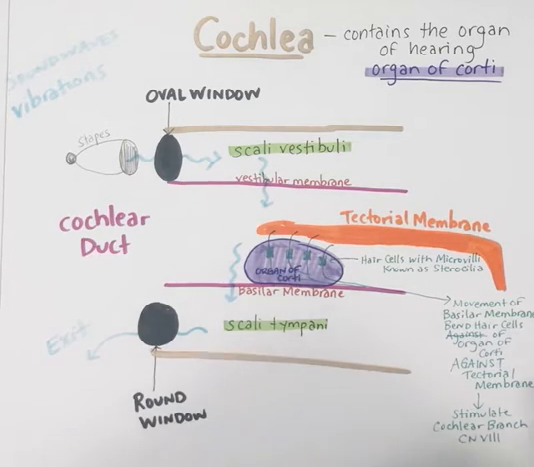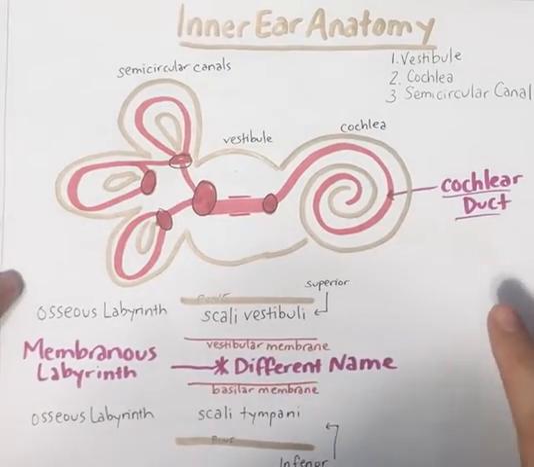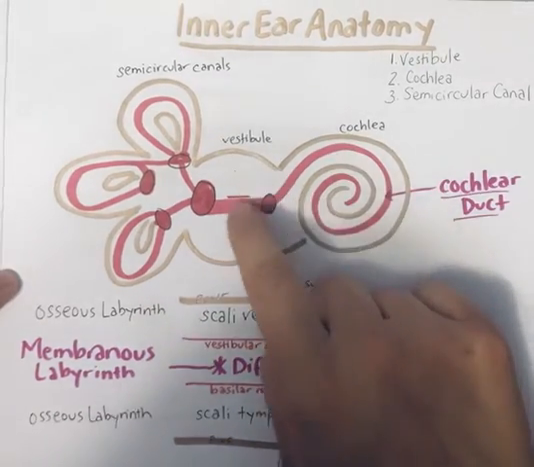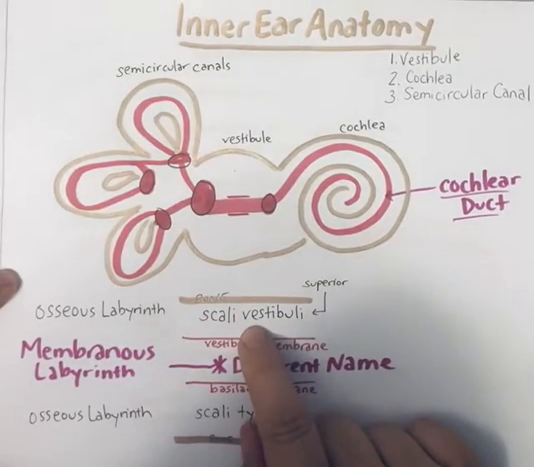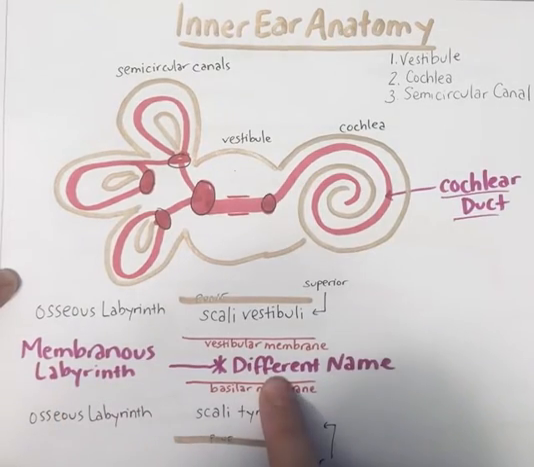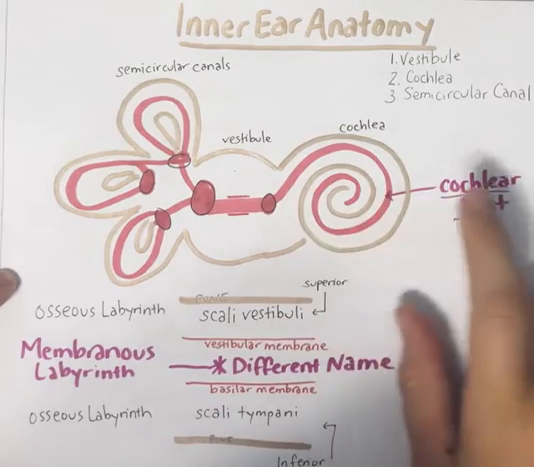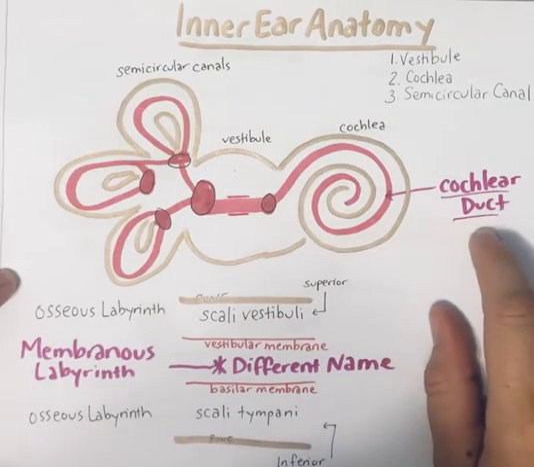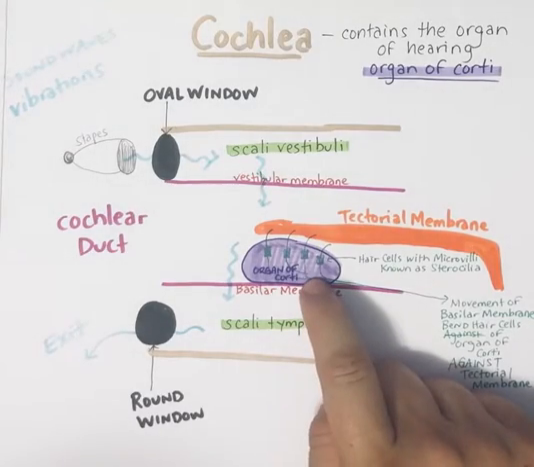So when we look at the inner ear anatomy, first of all, you have to understand that there's always going to be 3 chambers. The Osseous Labyrinth is always going to be called scala vestibuli and scala tympani. The Membranous Labyrinth is going to have different names. So the cochlea is used for hearing. The Membranous Labyrinth is called the Cochlear Duct, but the organ of hearing is the organ of Corti.